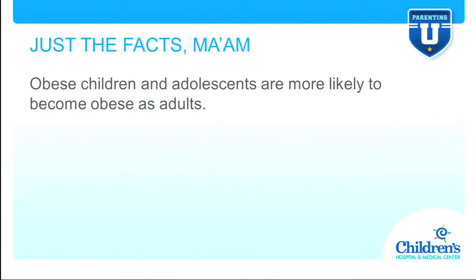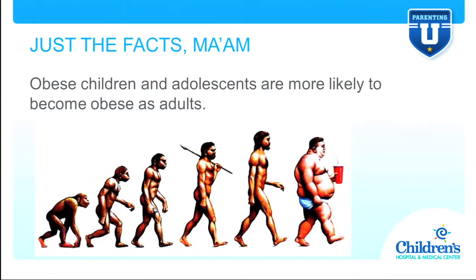The one thing that we do know is that if you're an obese child, you have a better than even chance of becoming an obese adult. We also have seen studies where if you have one parent that is obese and one parent that's normal weight, you have a greater than even chance of becoming obese yourself. And if you have two obese parents, your chances increase.